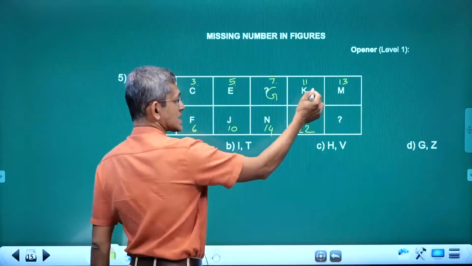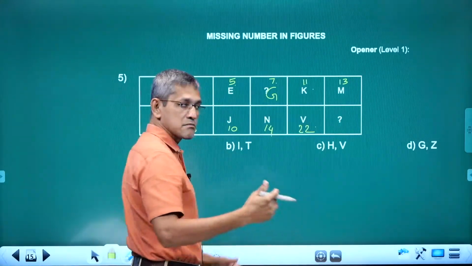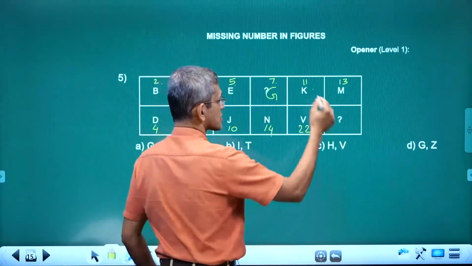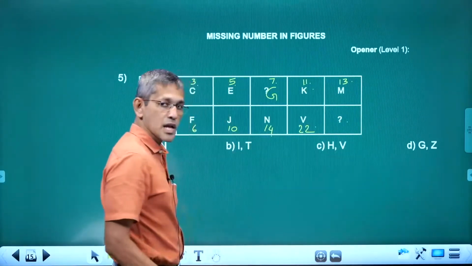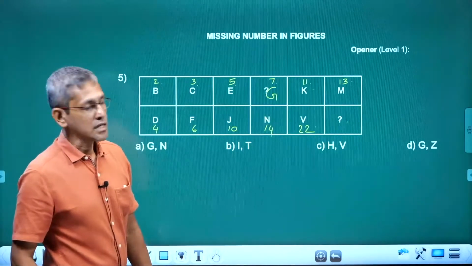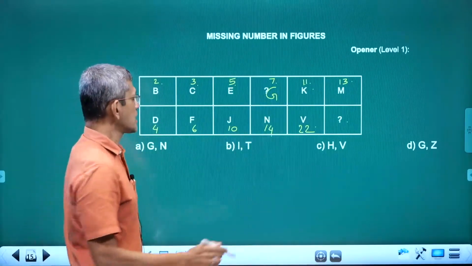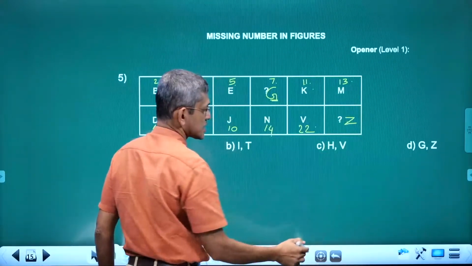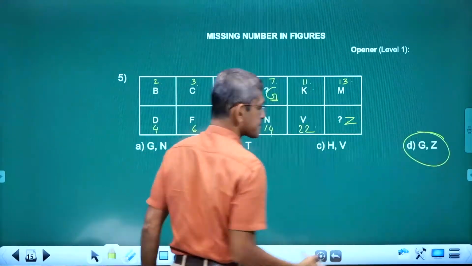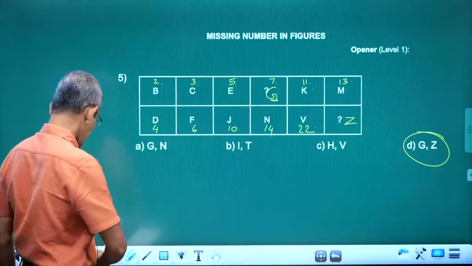So here the letter, and this is the letter, 2 times, right? So this is 11, this is 22, this is 13, this must be 26. Which is the letter? 26th letter, that is Z. So here missing letter is G, and here missing letter is Z. So GZ is the answer, GZ. That's the case. Now next one.